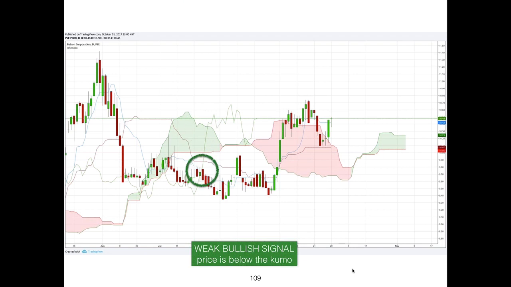PCOR made a weak bullish signal when the Chikou Span crossed above the price while the price was below the Kumo.